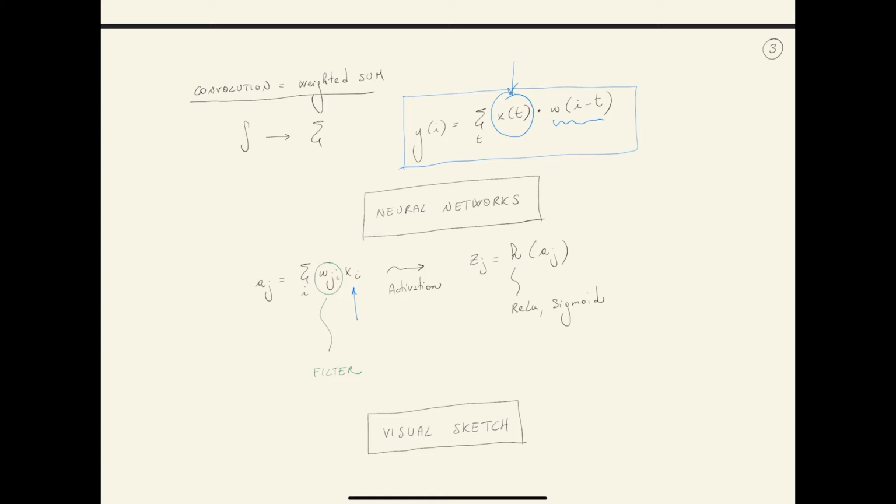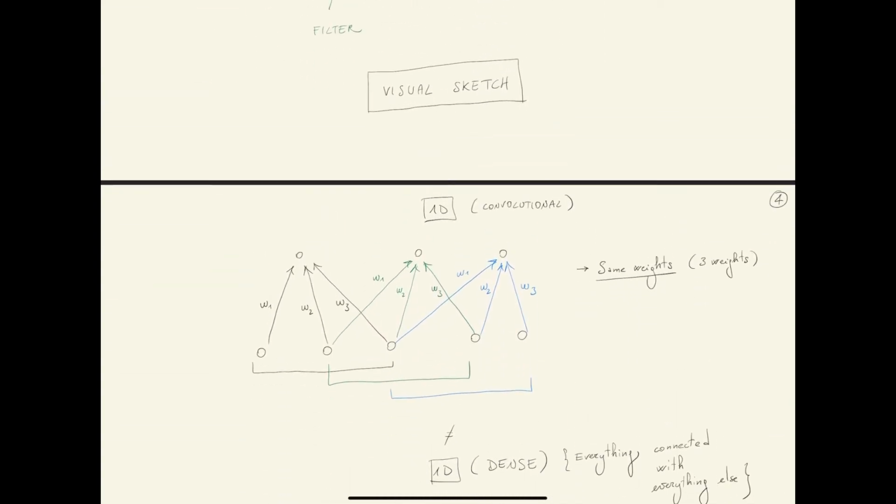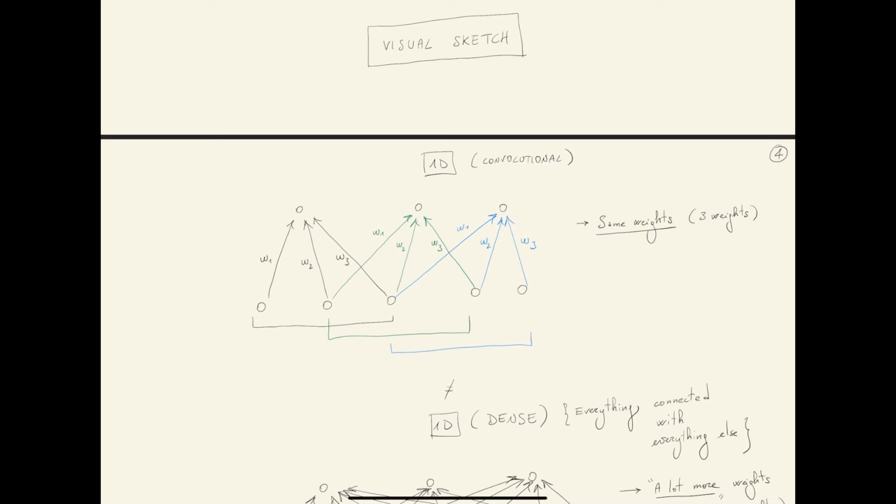We compute this weighted average, then we apply an activation function on the weighted sum that is normally called A, and as activation function we can imagine a ReLU, a sigmoid, these kinds of things, and we get what is normally called Z, a variable called Z. Let's give a visual step of what I'm talking about. So let's go in one dimension.